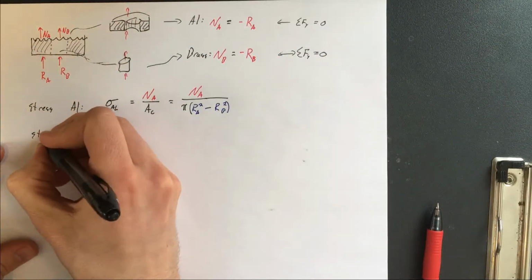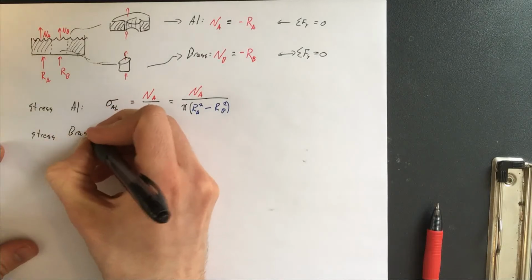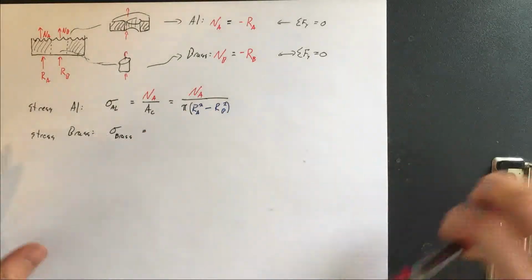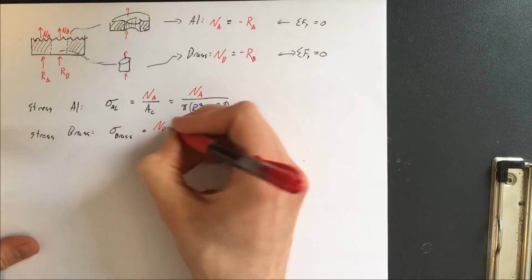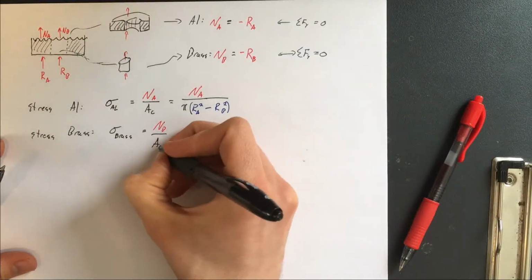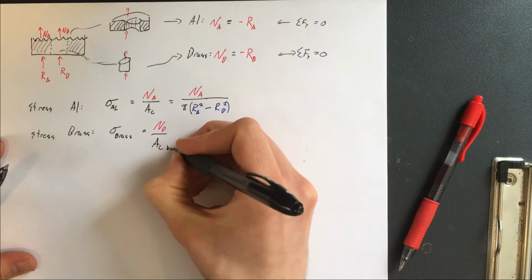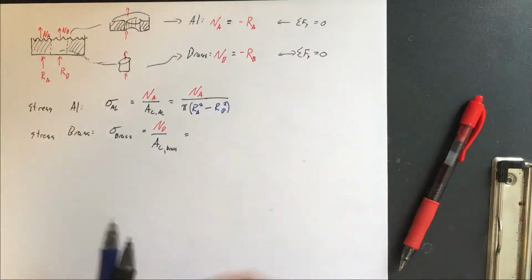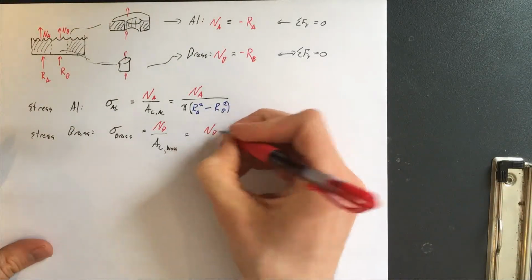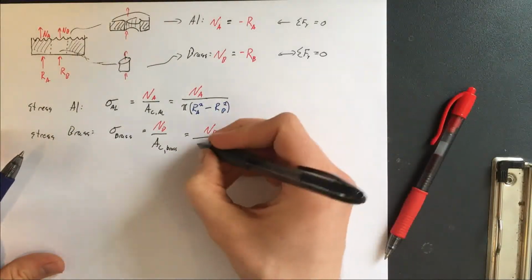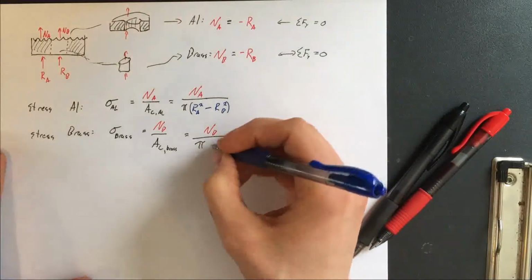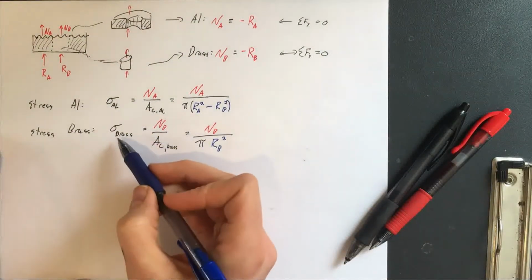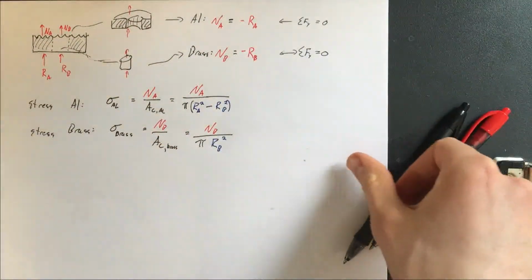We can also talk about the stress in the brass. That would be equal to the normal load within the brass divided by the cross-sectional area of the brass. And that's going to be NB divided by pi RB squared. Okay, all right, so now we have stresses in terms of normal loads, but ultimately what we wanted was to figure out the reaction forces.